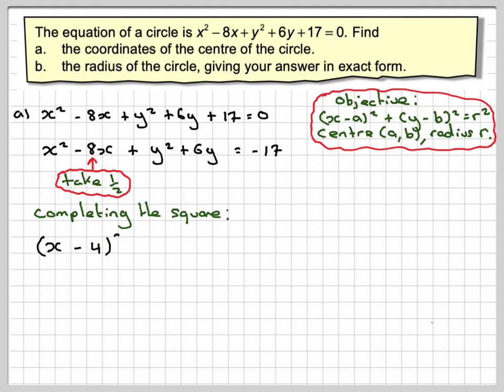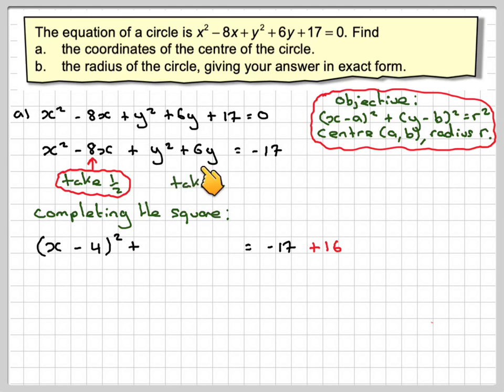And you write down x minus half of 8, which is 4, taking into account the sign as well. So you get x minus 4 all squared. So we're sort of making this. Now over here we've still got the minus 17, but when you do this process, you add in minus 4 squared, which is 16. So on this side, you must also add in 16.